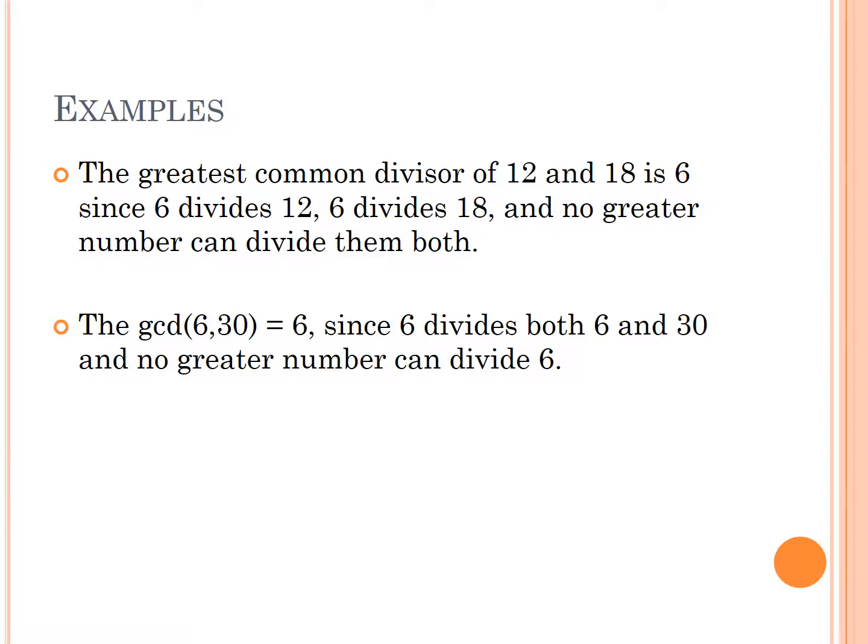The GCD of 6 and 30 is also going to be 6 because 6 divides 6, 6 divides 30, and there's no number bigger that will divide both of them. You'll see that the GCD of two numbers actually is one of the numbers if one of the numbers divides the other. So 6 divides 30, that's why 6 is going to be the GCD of 6 and 30.